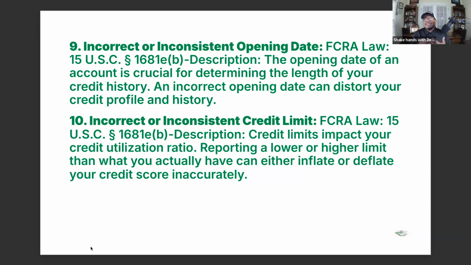Incorrect or inconsistent credit limit, okay? Credit limits impact your credit utilization ratio as well. So reporting a lower or higher credit limit than what you can actually have can inflate or deflate your credit score and be very inaccurate. So what that simply means, a lot of times when you have a charge off, think about this. If you have a charge off, what should your credit limit be? It should be $0 because it's charged off. You have no limit of credit. Many times they'll still be listing what your credit limit was when in actuality, your credit limit should now be zero, okay? So you shouldn't have a credit limit, or even your credit limit can be up or down depending on what your balance is. So you want to do your checks and balances with that.